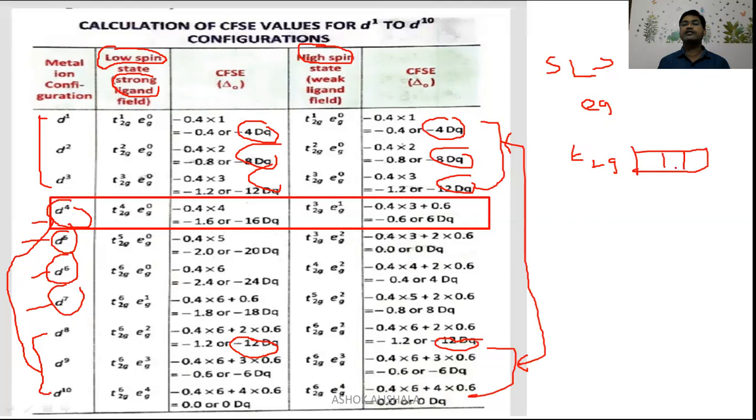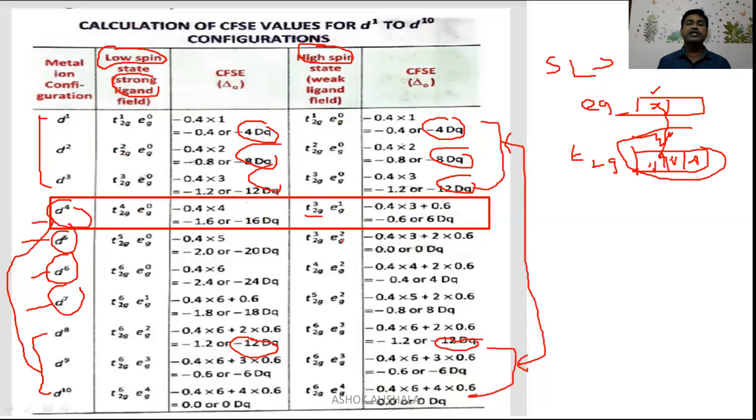In t2g, how many electrons are there? 4 means you can write like this: 1, 2, and here it is 3. If it is d4, there will be 1 electron here. Whenever it is a strong ligand, this electron tends to pair up here, so there are 4 electrons in the t2g in the strong field. But when you come to our question, 3 electrons are in the t2g and 1 electron will be in the eg.